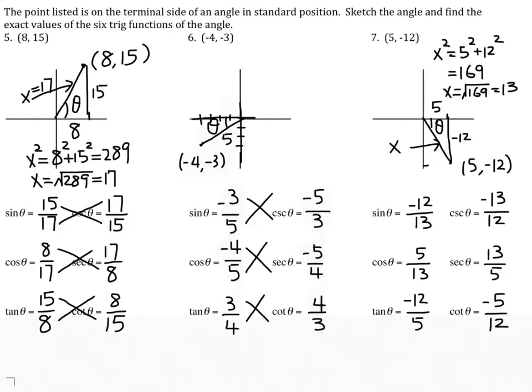So sine, I have negative 12 over 13. Cosine, 5 over 13. Tangent, negative 12 over 5. For the rest of the three, again, take the reciprocals. Cosecant is going to be negative 13 over 12. Secant is 13 over 5. Cotangent equals negative 5 over 12.